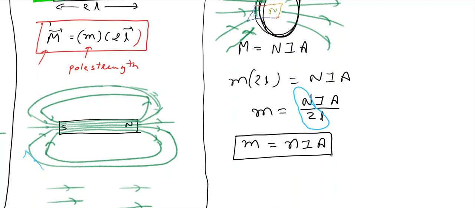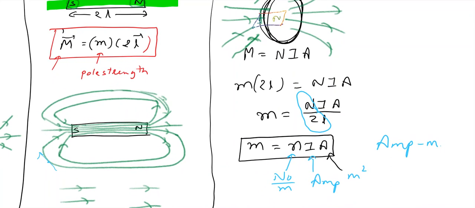What should be its unit? See, A is meter square, and this is number per meter, and I is ampere. So what should be the unit of pole strength? It should be ampere meter. Okay, so ampere meter is the unit of pole strength. And what should be the unit of dipole moment? We can find out using this formula. You are multiplying current with area, so it should be ampere meter square.